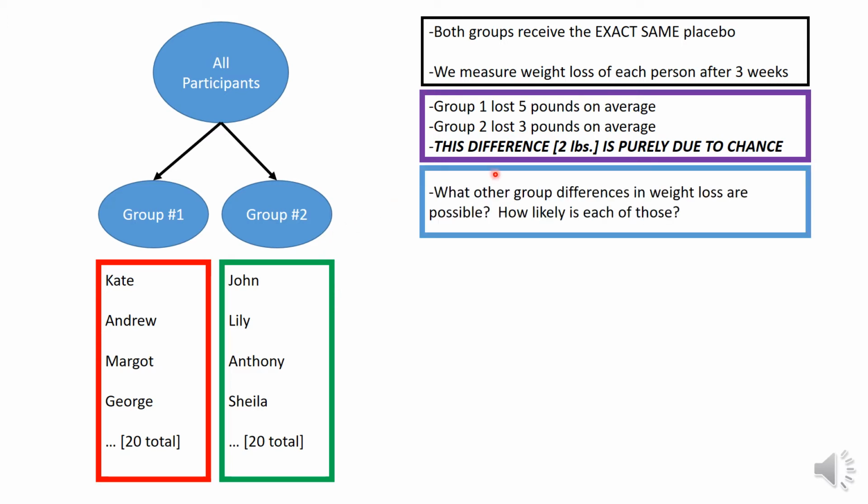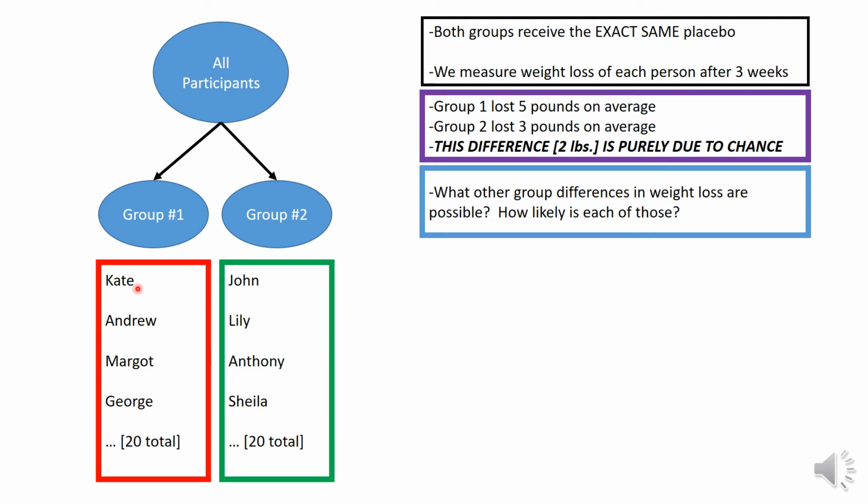Now, what other group differences in weight loss are possible? Other group differences in weight loss due to chance that are possible, and how likely or frequent are each of those kinds of weight losses? This is where the idea of simulation comes to be helpful.